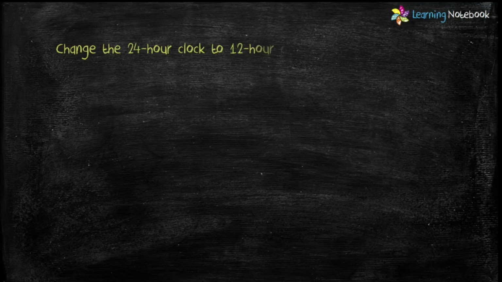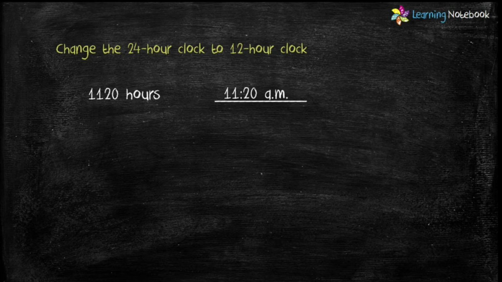Next question is, change the 24-hour clock to 12-hour clock. First time is 1120 hours in 24-hour clock. Students, since the time is less than 12, it indicates AM. So time in 12-hour clock will be 11:20 AM.